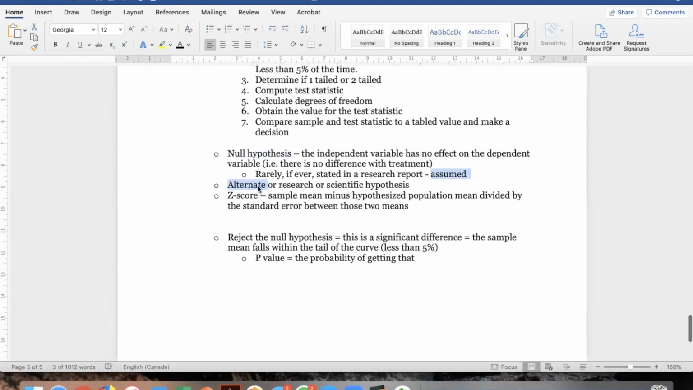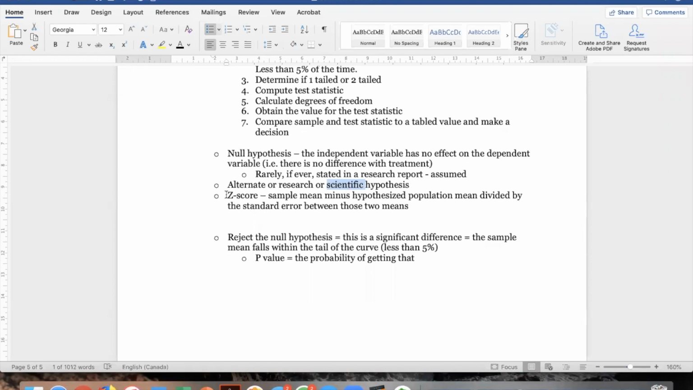Then you're going to have your alternate or research or scientific hypothesis, which, let's say for anti-vaxxers, hopefully I'm not ruffling any feathers over there, would be: vaccines cause autism. That would be your alternate or research hypothesis if you were an anti-vaxxer.